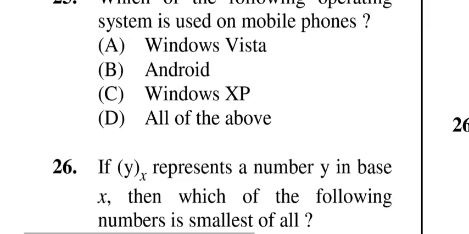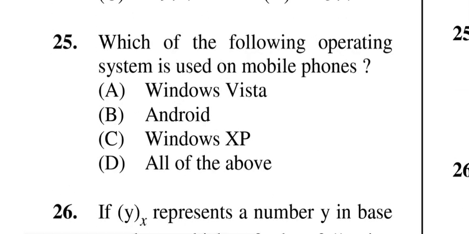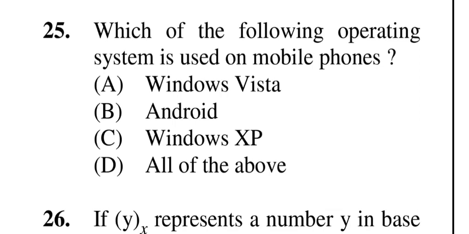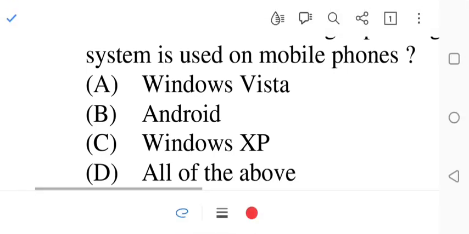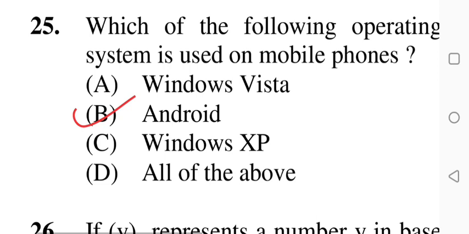25. Which of the following operating systems is used on mobile phones? Very basic question related to our own lifestyle. Windows Vista, Android, Windows XP, all of the above. Option B, Android is the correct option. Android is used in most of the smartphones.